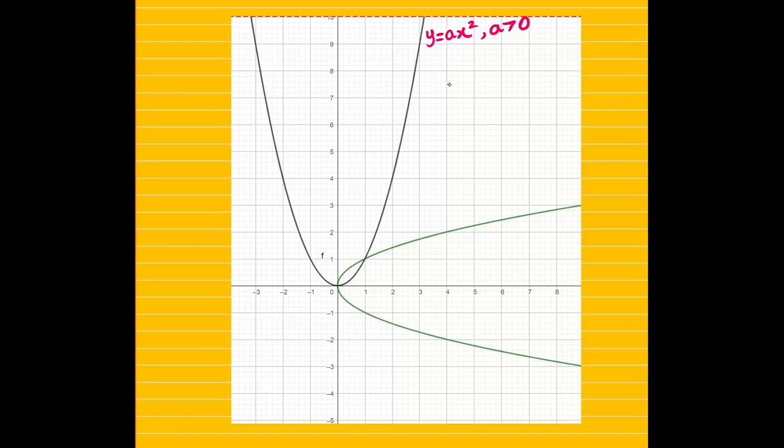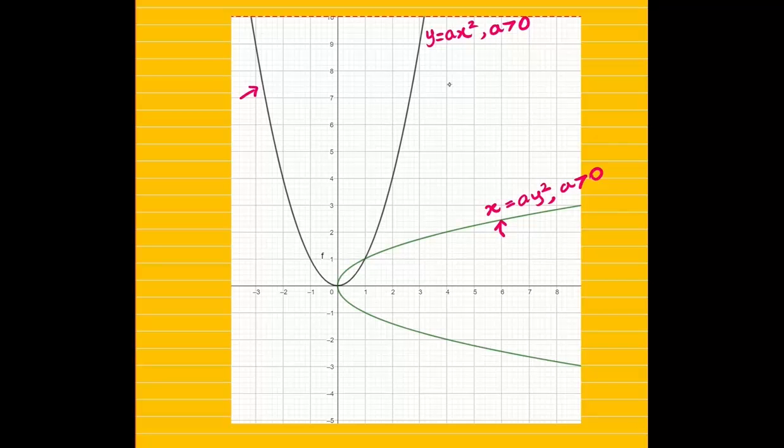If we have that, we have this black curve here. But if we invert it, you get the green curve. Inverting just means that instead of looking at y equals ax squared, you're looking at x equals ay squared. Of course, in this case a is also positive, and this is what you have. All right, that's the green curve here.